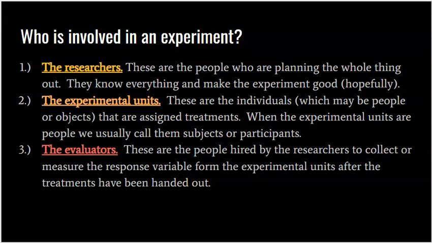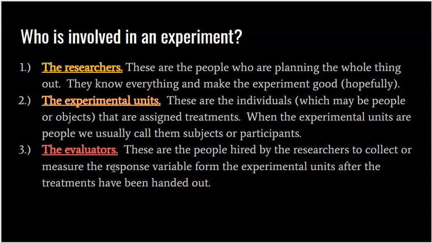The experimental units, these are the individuals, which may be people or objects, that are assigned treatments. When the experimental units are people, we usually do call them subjects or participants. But if you're going to give a group of people something, 50 people get this, 50 people get that, they are the experimental units. If it's objects, like these 50 containers will get this, these 50 containers will get this, these 50 containers will get this, then the containers are your experimental units. So what or whoever is getting the treatment are the experimental units.